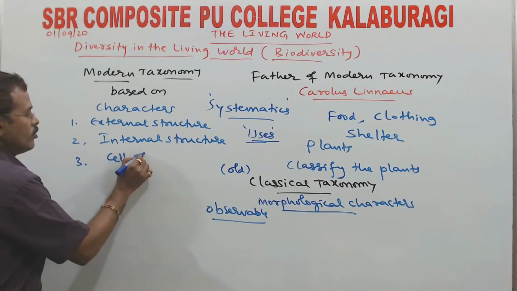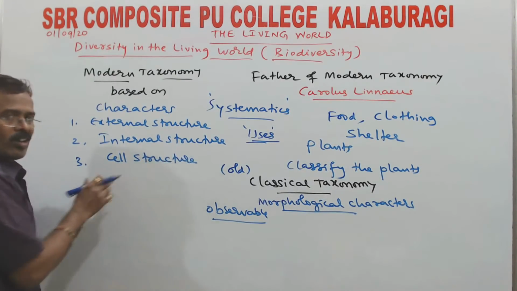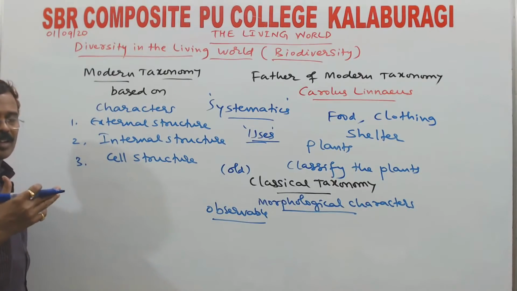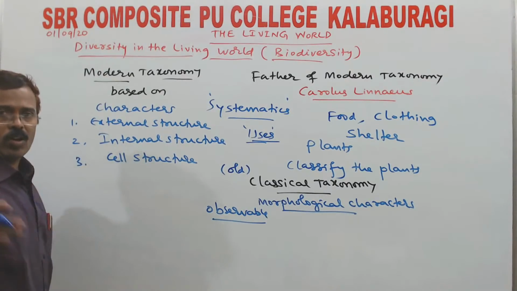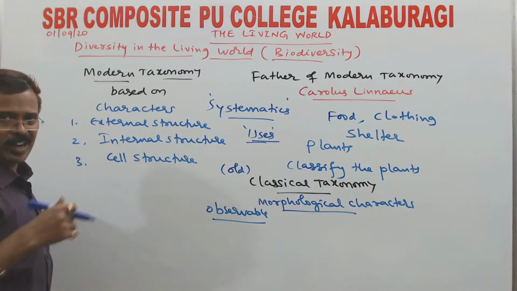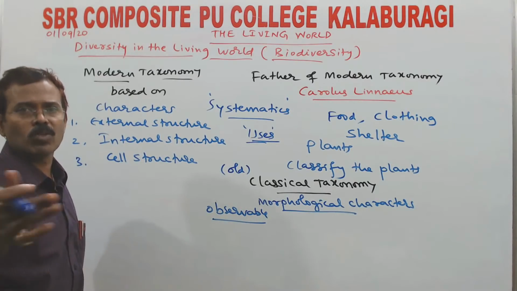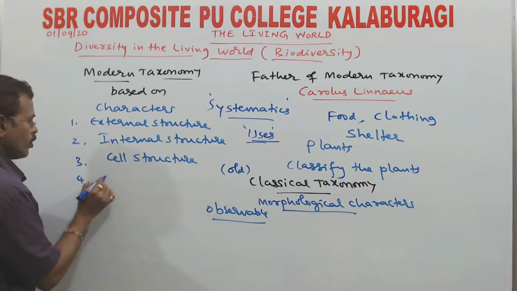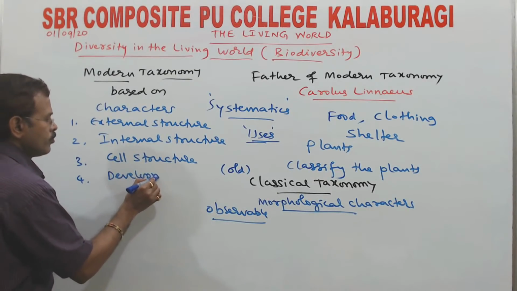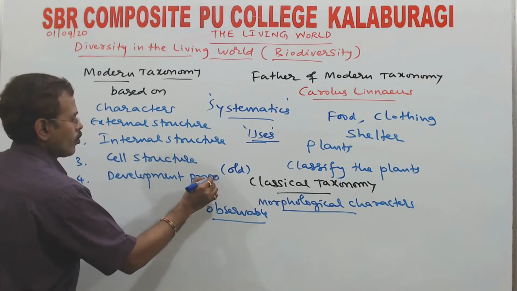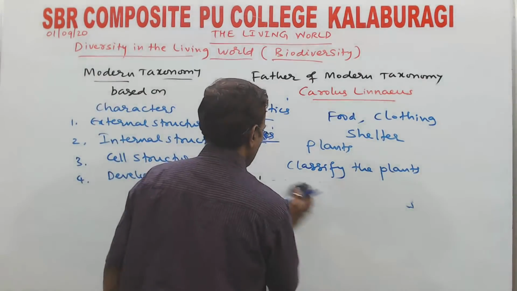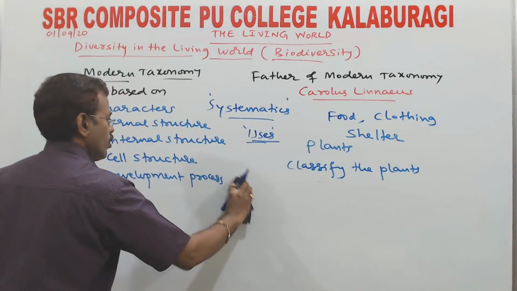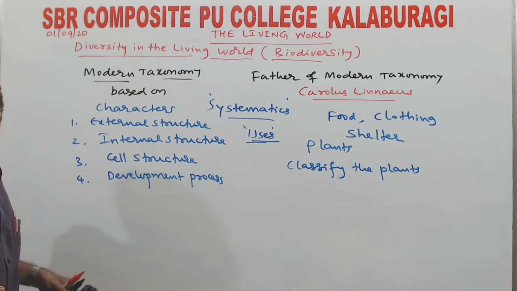Then cell structure, cytological features. What kind of cell, prokaryotic cell or eukaryotic cell? The organism may be unicellular or multicellular. Unicellular organism, simple organization. Multicellular organism, complex organization. Then the development process, based on how there will be development of a plant.